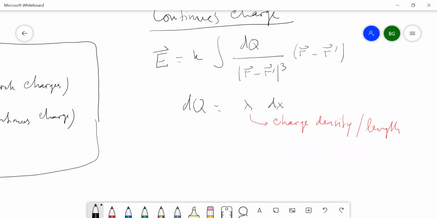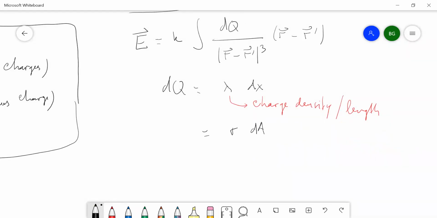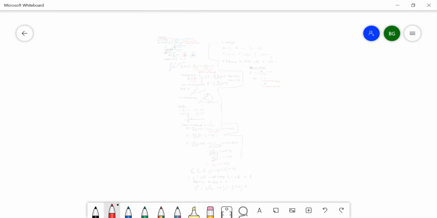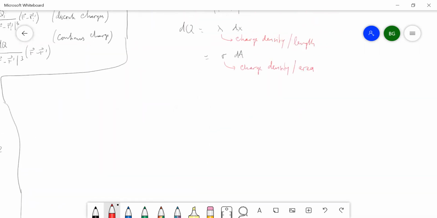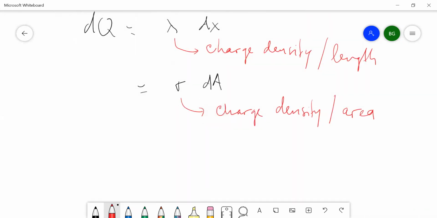We also have sigma dA, which is charge density per area, where dA is the area element. And there is also rho dV, which is charge density per volume.